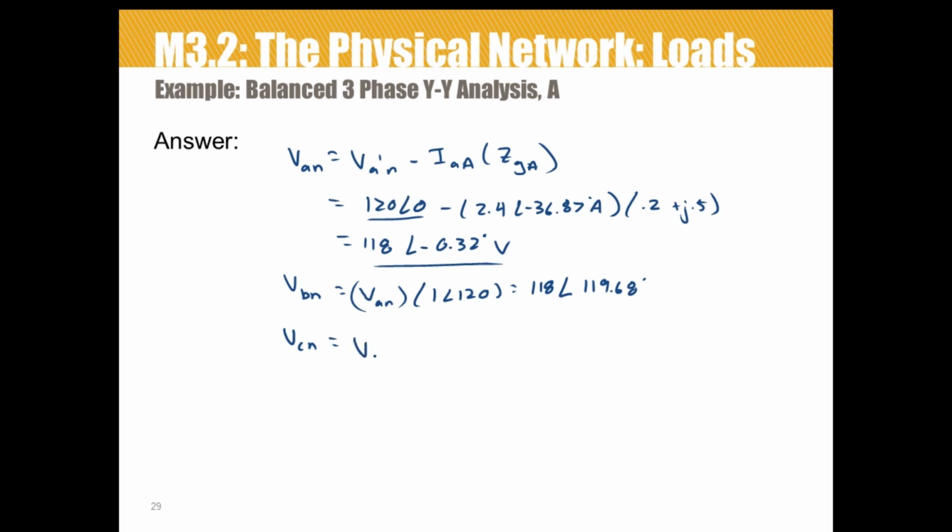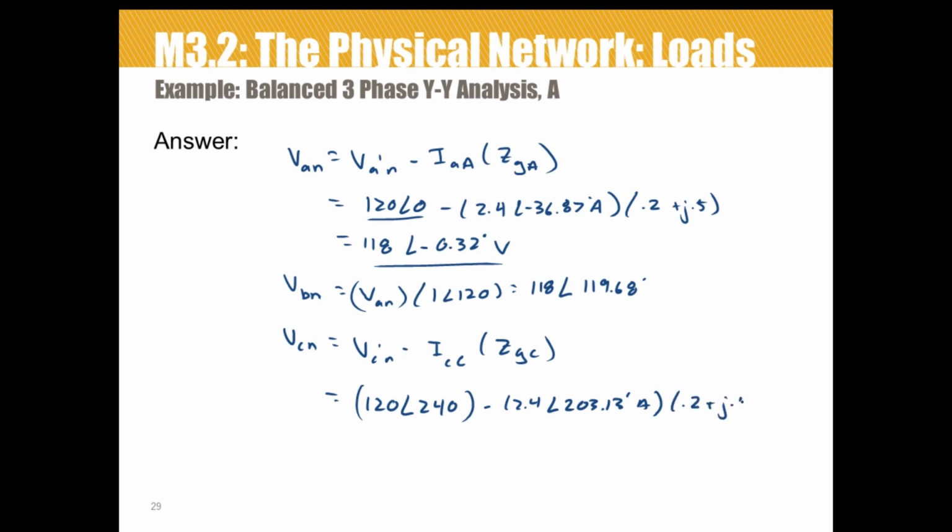The other thing you could have done is VC prime N minus ICC times ZGC. So this is going to be 120 at angle 240 minus ICC, which we previously calculated as 2.4 at an angle of 203.13 amps, multiplied by ZGC. This is a balanced system, so it's 0.2 plus j0.5. And what you'll find, not too surprisingly, is 118 at an angle of 239.68. So again, that magnitude is always the same. That is the magnitude of the phase voltage at the terminals of the generator.